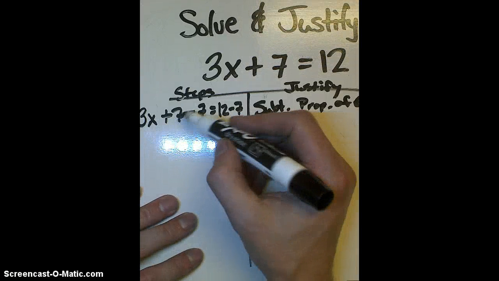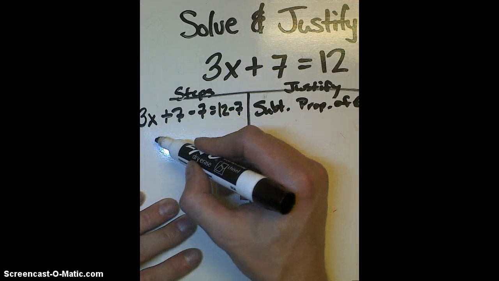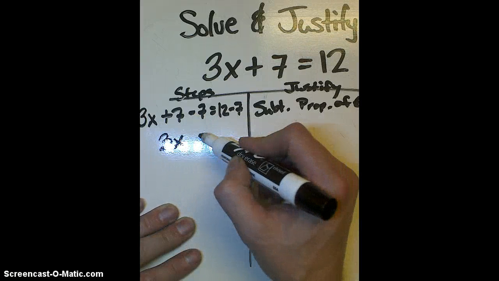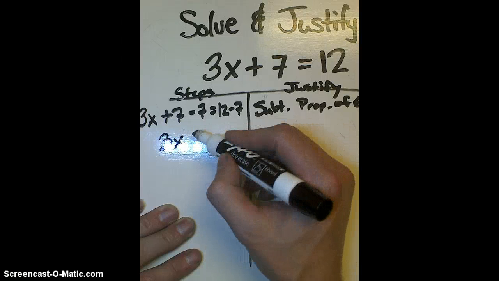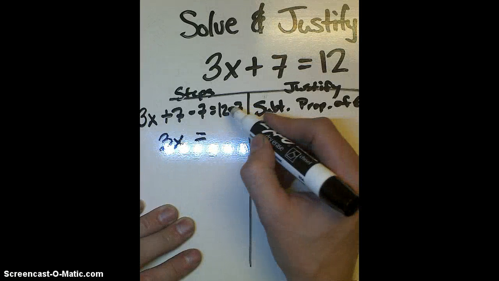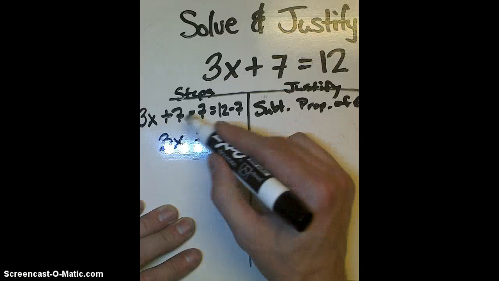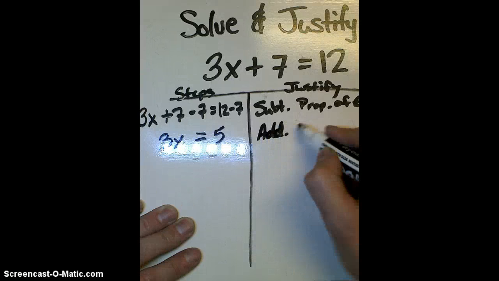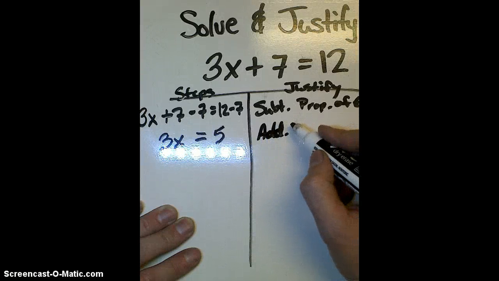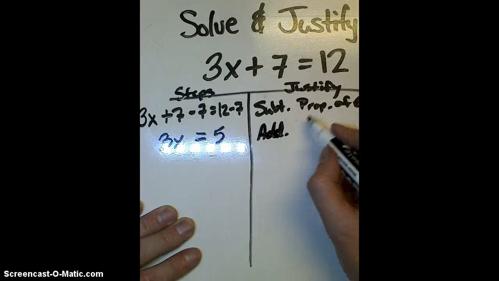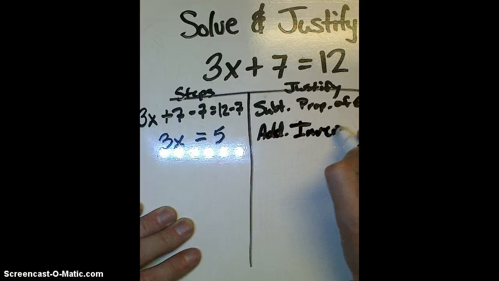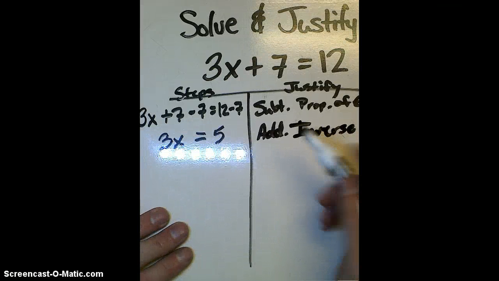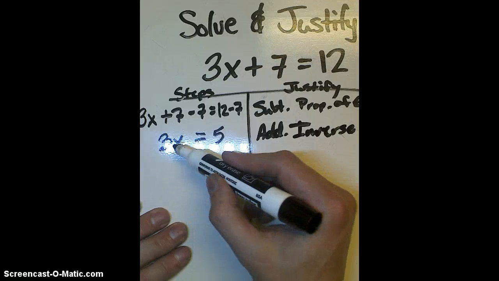And so what happens here is these 7's cancel, and so you have 3x. You could write plus 0, but I'm just going to write 3x. And then 12 minus 7 is 5. The reason these cancel is because of the additive inverse. Whenever you're adding and subtracting and they cancel because they're opposite signs, that's your additive inverse. And now I have 3x equals 5.